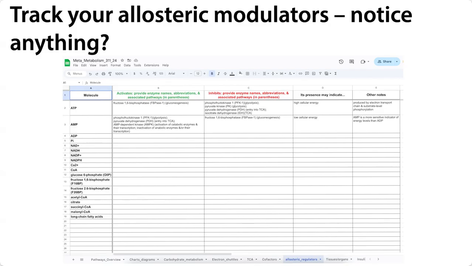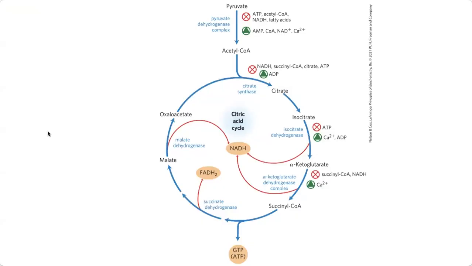Keep track of these different allosteric modulators in your metabolism spreadsheet. Follow along and do this for the citric acid cycle, and then go back and look to see where you saw those same regulatory molecules in our pathways, like glycolysis, gluconeogenesis, glycogenolysis, glycogenesis, because we'll see that a lot of these same allosteric modulators are going to be used.